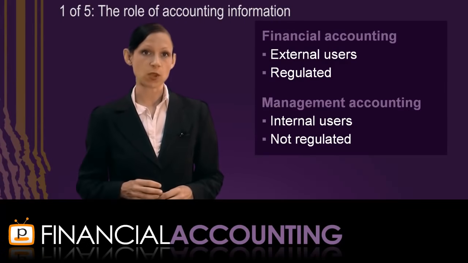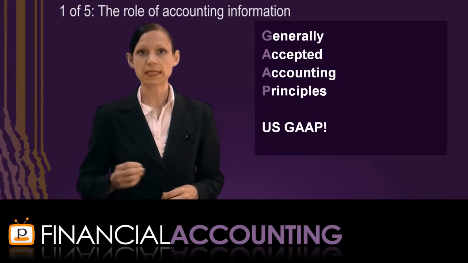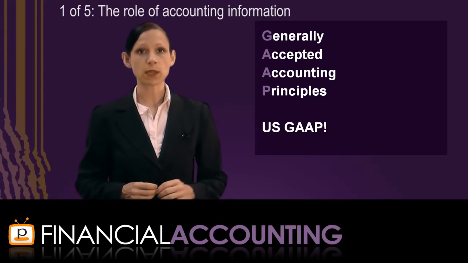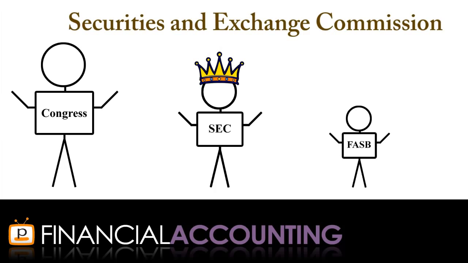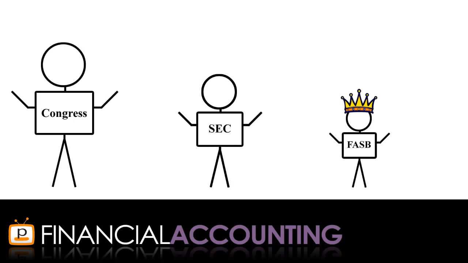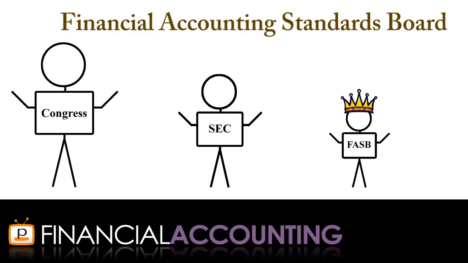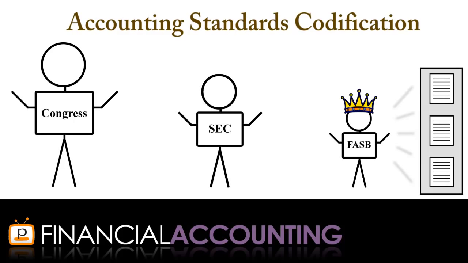The regulation is known as Generally Accepted Accounting Principles, or more commonly, US GAAP. The way it works is that Congress charges the SEC, the Securities and Exchange Commission, with the authority to issue the reporting requirements for companies who issue stock to the public. The SEC then delegates this task to the FASB, which is the Financial Accounting Standards Board. The FASB then issues the Accounting Standards Codification that is the single authoritative source of US GAAP.